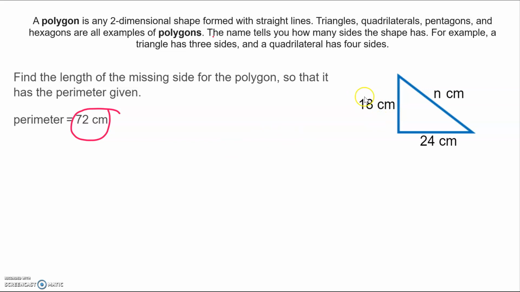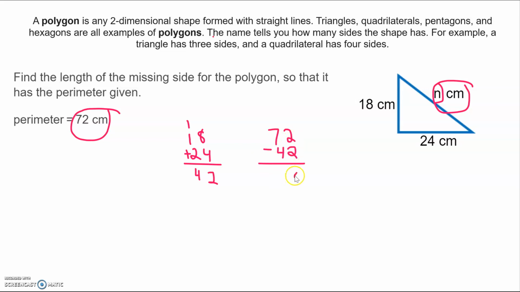So first, we would add 18 plus 24, and that's going to give us 8 plus 4 is 12. Regroup the 1. 2 plus 1 is 3 plus 1 is 42. So now we know how much both of these sides are equal to, and we know that all 3 sides are equal to 72. So in order for us to figure out what the missing side is, what's n, we're going to subtract.